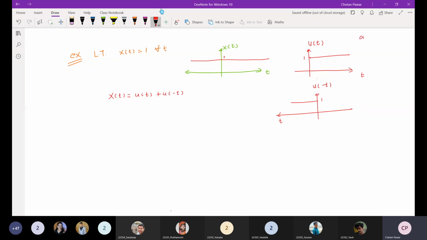Generally, for u of t at t is equal to 0, the value is 1 by 2. That's why when we add u of t and u of minus t, you will get 1. They haven't mentioned it in any textbook like this, but generally u of t has the value 1 by 2 at t is equal to 0, the average of 0 and 1. So the signal x of t is a combination of a right-handed unit step signal and a left-handed unit step signal. Now you tell me what will be the Laplace transform of u of t, anyone?